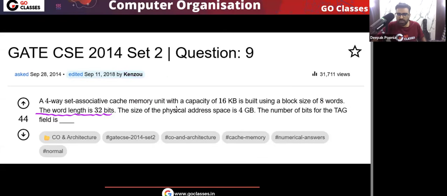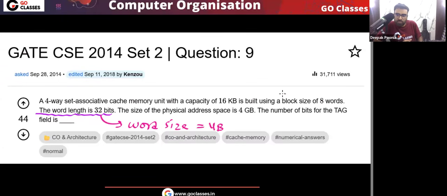So in this question, the data you need to convert into bytes. For example, the block size is 8 words. You need to convert this to bytes. So word size, that is 32 bits, means this word size is equal to 4 bytes.